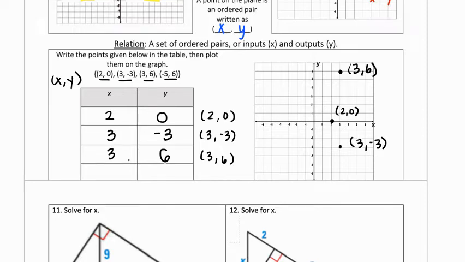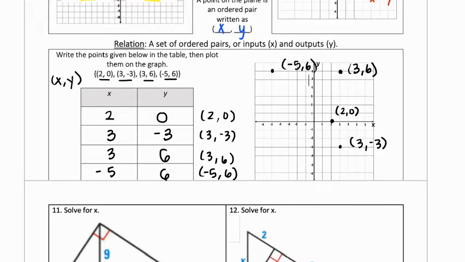Our last point in the table, or in the list, was -5, 6. So remember, our ordered pairs always go x and then y, so that means the x value I'm plugging into the table is -5, and the y value that goes with it is 6. So now we have our -5 on x, so we're counting 5 spaces to the left from the origin, and then we're going 6 spaces up from there. So our last point is -5, 6.